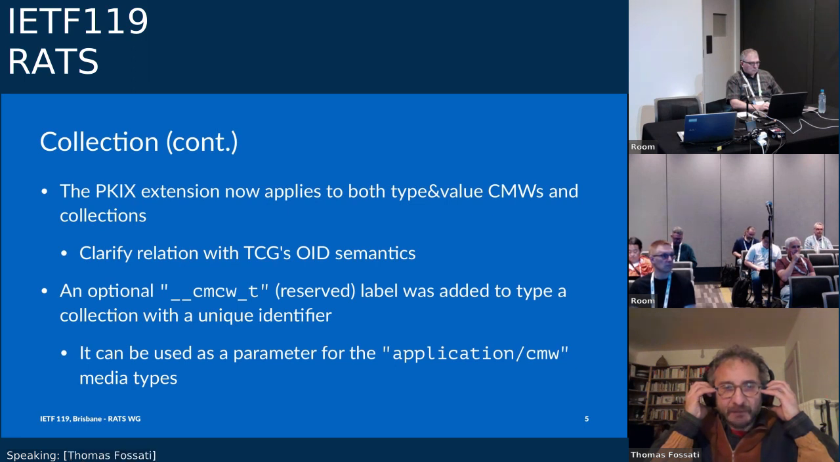And we also have a new reserved label in the collection that was added to type the collection, to create a type for the collection in a unique way. And this can be used as a parameter for the application CMW's CMW media types. So both JSON and CBOR now have a media type parameter for specifying the type. Next, please.